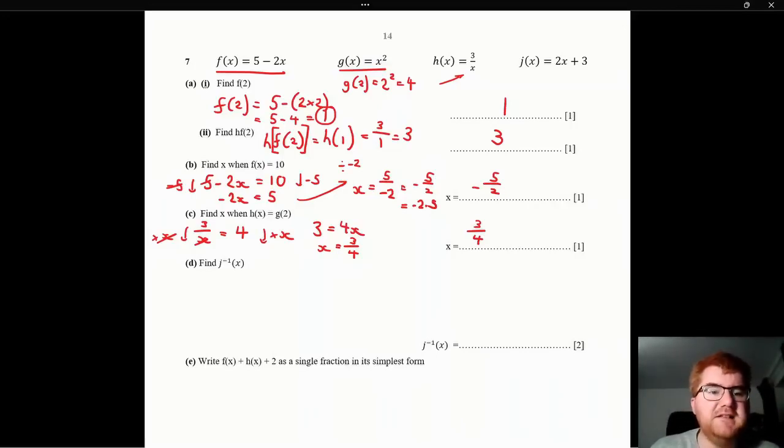Now the next part is this j to the power of minus 1. j inverse is the better way of saying it. So we want to find the inverse of this function j, which is 2x plus 3. So we have a three-step procedure.